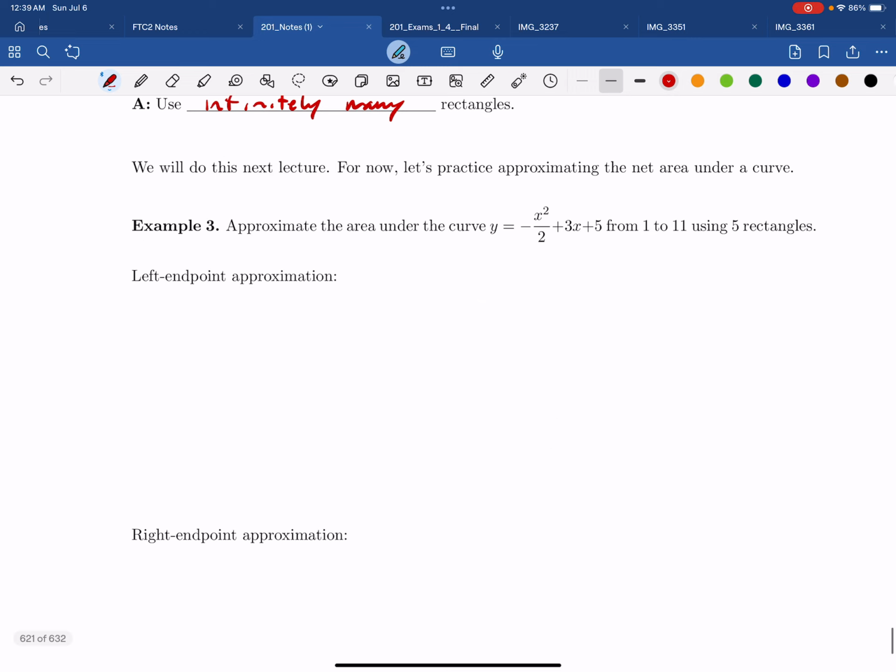Let's do one more example, though. Maybe a messier example for approximation, just for right now, okay? Let's approximate the area under the curve, this guy, from 1 to 11 using 5 rectangles. Let's use left-hand endpoint approximation. I'm not going to draw it. We're just gonna do it, okay? And you'll also note I'm not going to simplify, right? We're working concepts here.